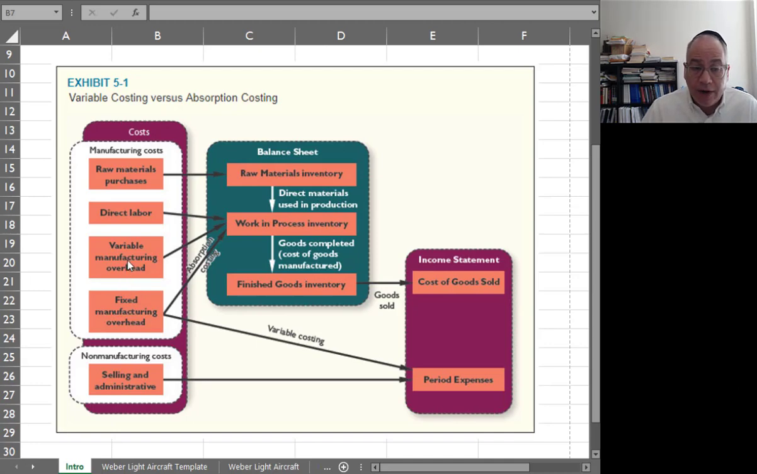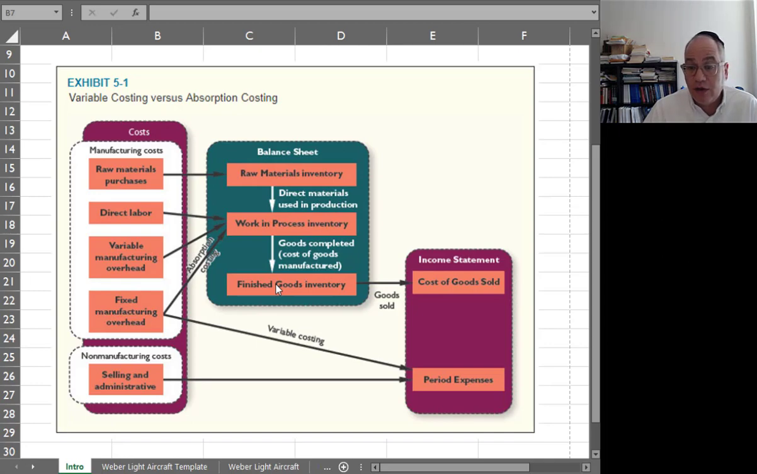Under GAAP, variable overhead and fixed overhead both go into work in process. So you take your raw materials, put them into production, and then direct labor and overhead go into work in process. When the goods are completed and come off the assembly line, they go into finished goods, and that's still an asset as inventory.